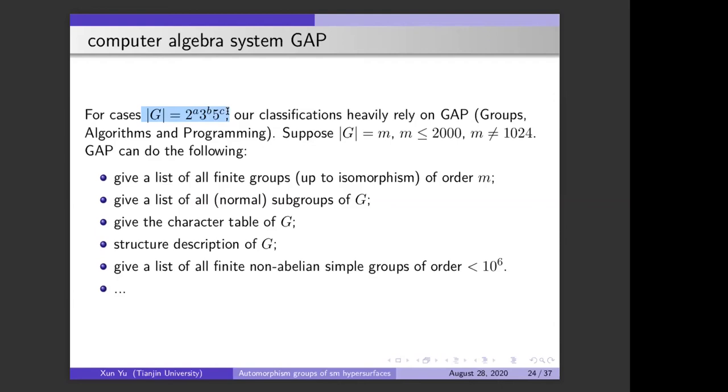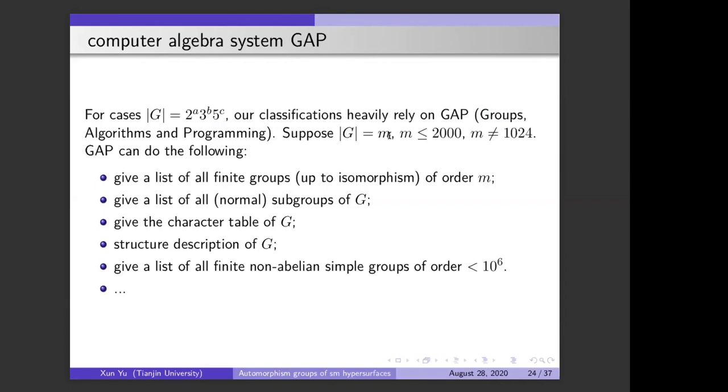So we use the computer algebra system GAP extensively in both cases. GAP is just the name; the full name is Groups, Algorithms, and Programming. This algebra system is specially designed for group theoretical computation, with many useful functions. In our case, we use the following function of the computer system GAP.